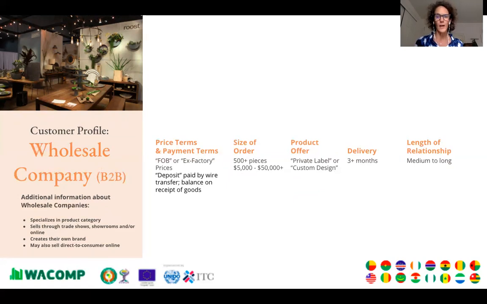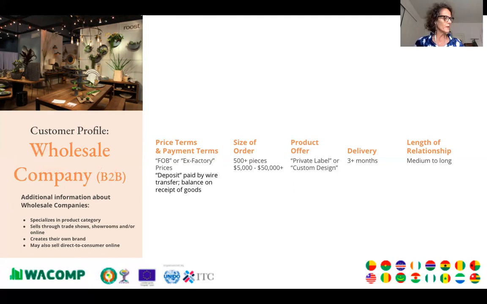Wholesale companies prefer FOB or ex-factory prices. They will generally help with production financing by offering a deposit when they place an order and pay the balance when they receive the goods. The size of the order they place may vary, but generally it will be at least $5,000 and can range up to $50,000 or more. We believe that a wholesale company has to purchase at least $25,000 a year from a supplier in order for the relationship to be profitable.